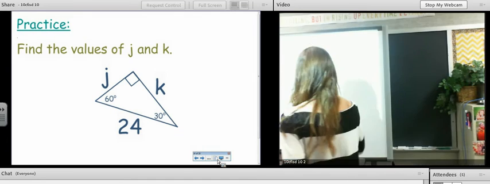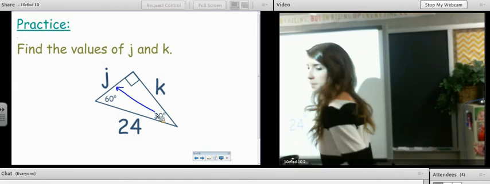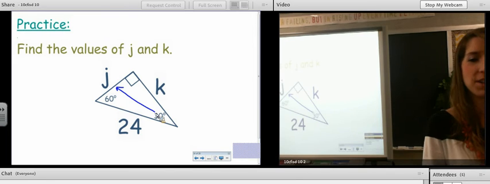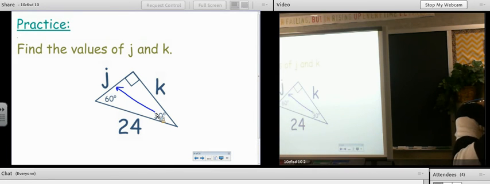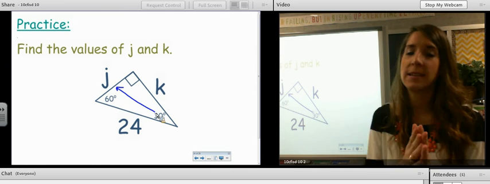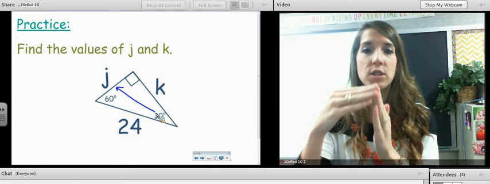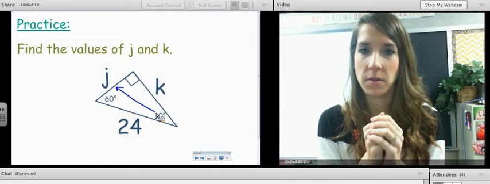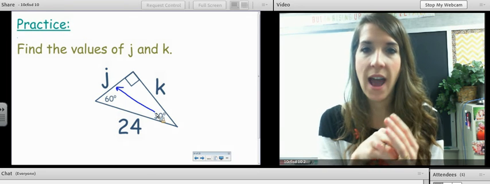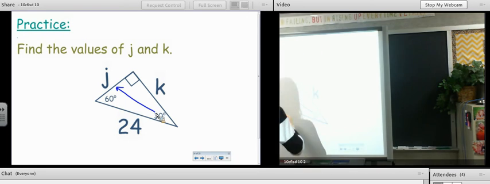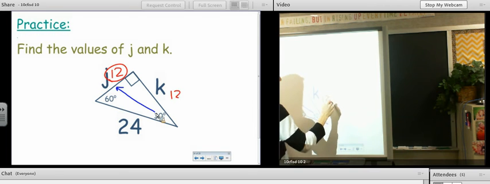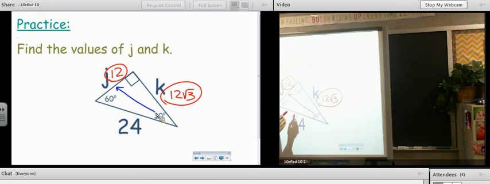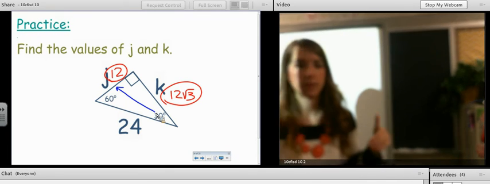So I want you to find J first. Very good. So you understand that the short leg is always half of the hypotenuse, every time. So you take 24 and you divide it by 2, and then you know what the drill is, x root 3, 2x.